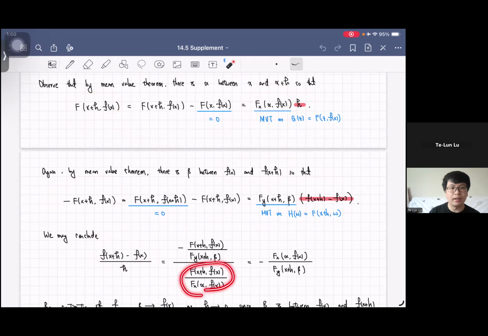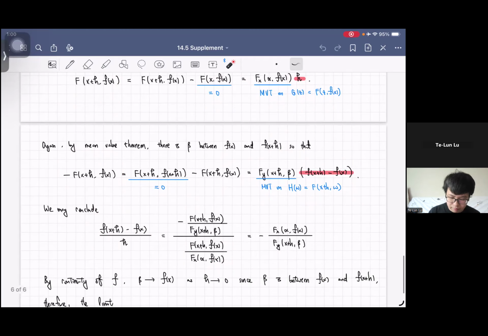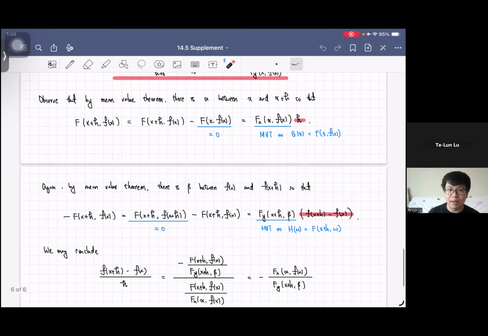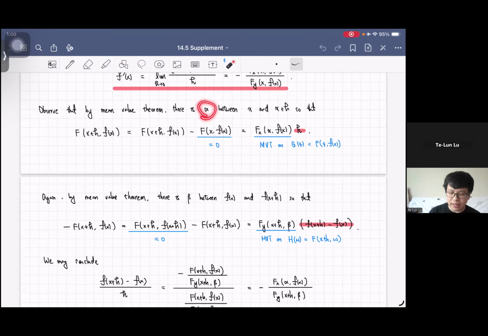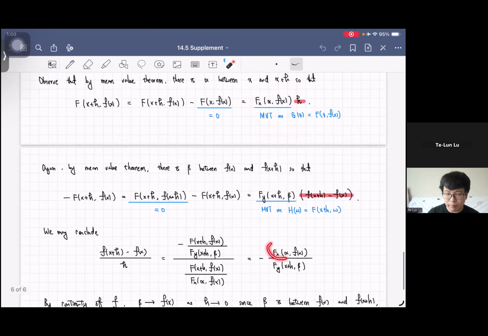So you have this denominator. Yeah, by canceling the common term, you have minus f_x(alpha, f(x)) over f_y(x+h, beta). Now let us do some investigation on this alpha and beta. First of all, alpha is between x and x+h, right? So when h goes to 0, alpha converges to x. And by the continuity of f_x, the partial derivative, which we assume to be continuous, this guy also converges to f_x(x, f(x)) whenever h goes to 0, right? So that is fine. The numerator is fine.